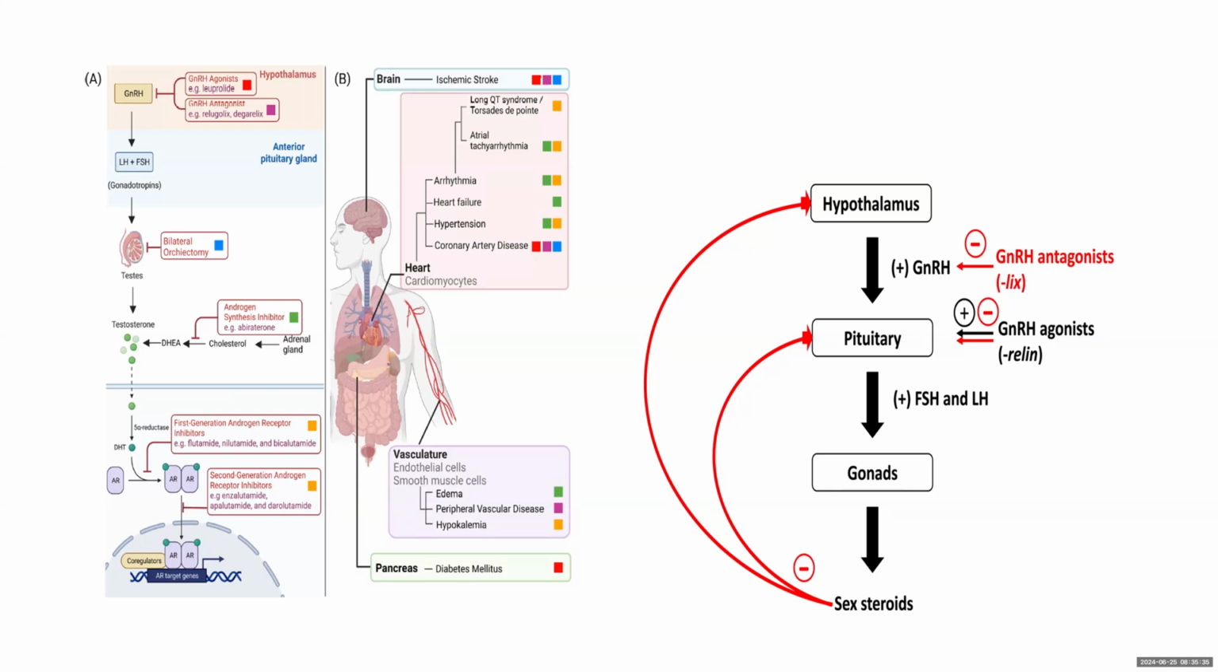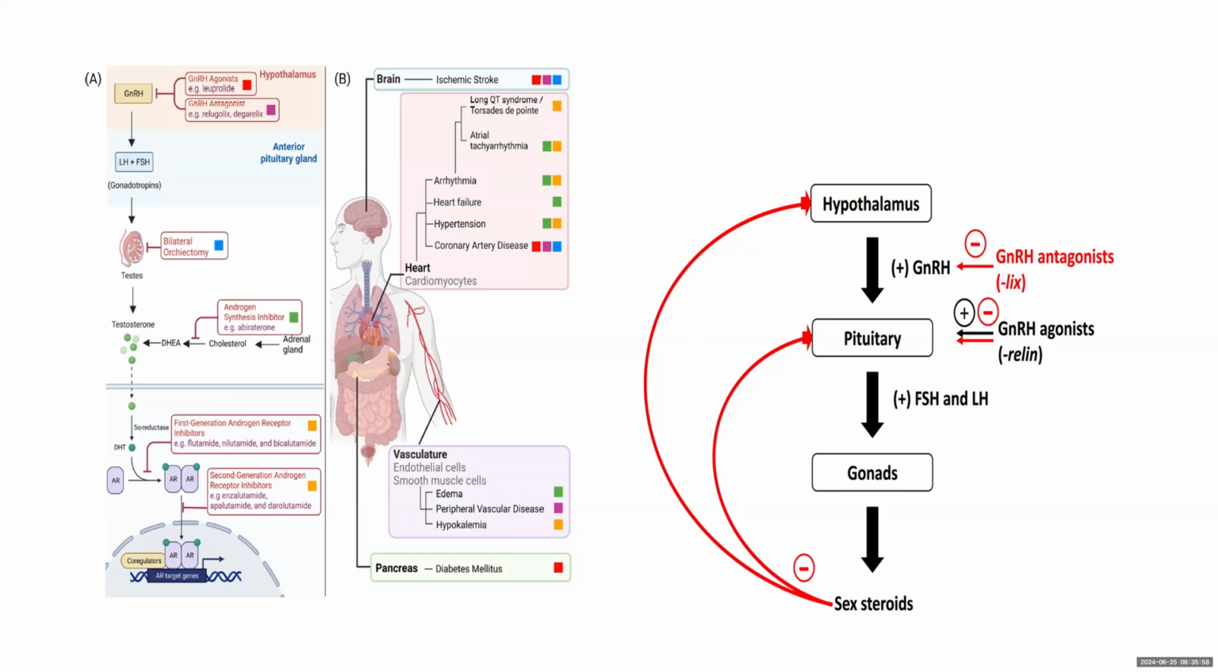There is surgical castration by bilateral orchiectomy. Androgen synthesis inhibitors, such as abiraterone, act by CYP17A1 inhibition in the adrenal gland. First-generation androgen receptor inhibitors, flutamide, nilutamide, and bicalutamide, block the androgen receptor on the prostate. Second-generation agents inhibit androgen signaling in the cell.